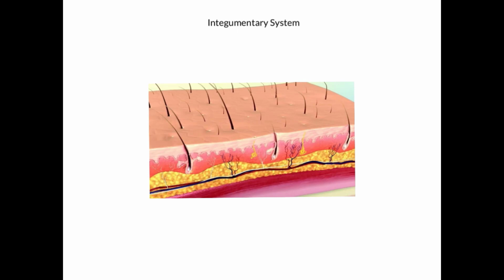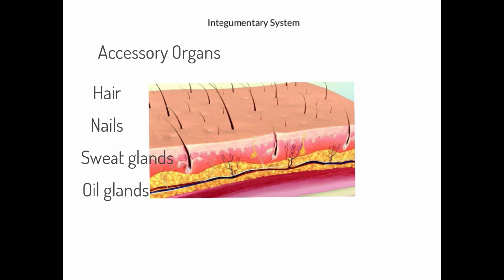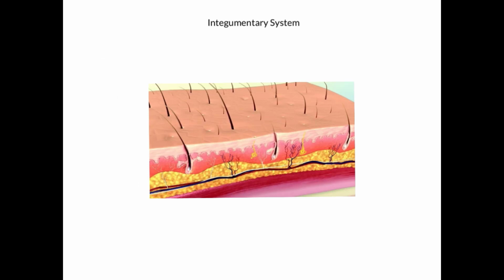Okay, so the integumentary system. The integumentary system consists of not only the skin, but its associated accessory organs. The accessory organs include the hair, the nails, the sweat glands, and the oil glands. Sometimes the skin is called the cutaneous membrane. So let's add cutaneous membrane. And it consists of 3 layers: the epidermis, the dermis, and the subcutaneous or hypodermis layer.